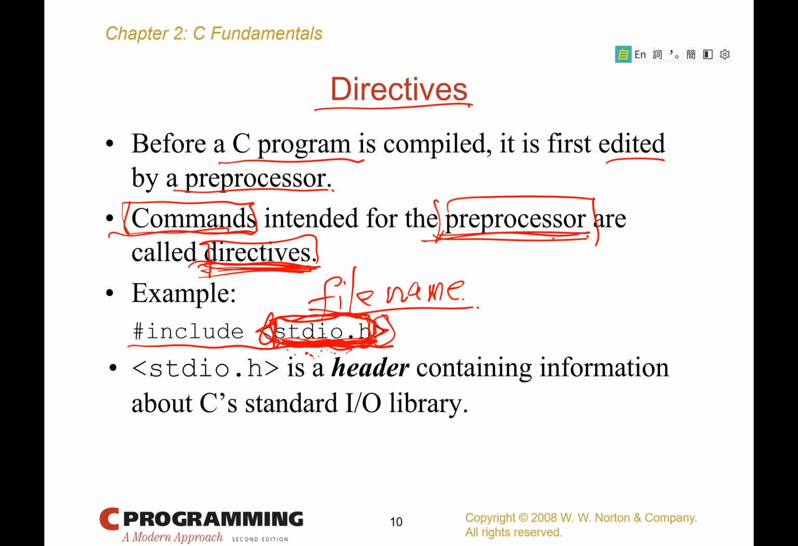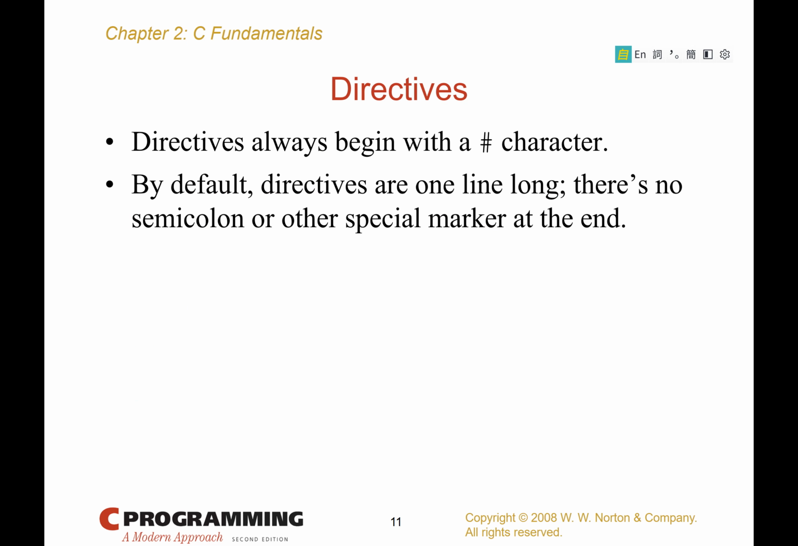And stdio is a file name, and its content is text. It is a header that contains information about C's standard input-output library. A directive always begins with a pound sign, the pound character. When you see this pound sign, you will know it's a preprocessor command, or preprocessor directive.